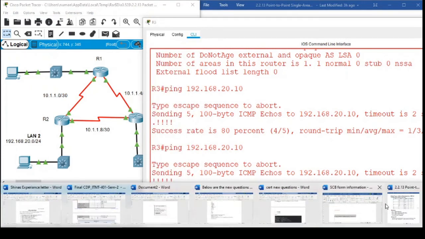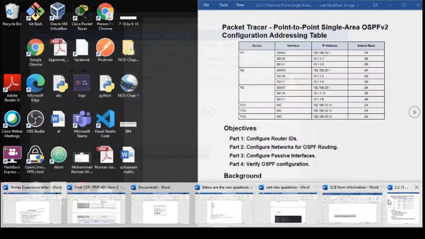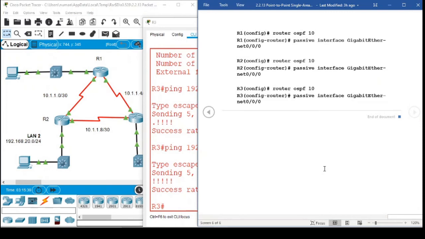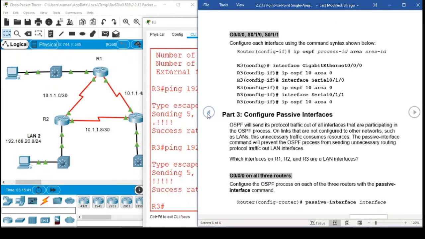Now we come to the last part remaining, called the passive interface concept. I hope all of you remember the passive interface concept. Basically OSPF will send its protocol traffic out of all the interfaces that are participating in the OSPF process. On links that are not connected to other routers, such as Ethernet or LAN networks, this unnecessary traffic consumes the resources of the router. The passive interface command will prevent the OSPF process from sending unnecessary routing protocol traffic out to the LAN.